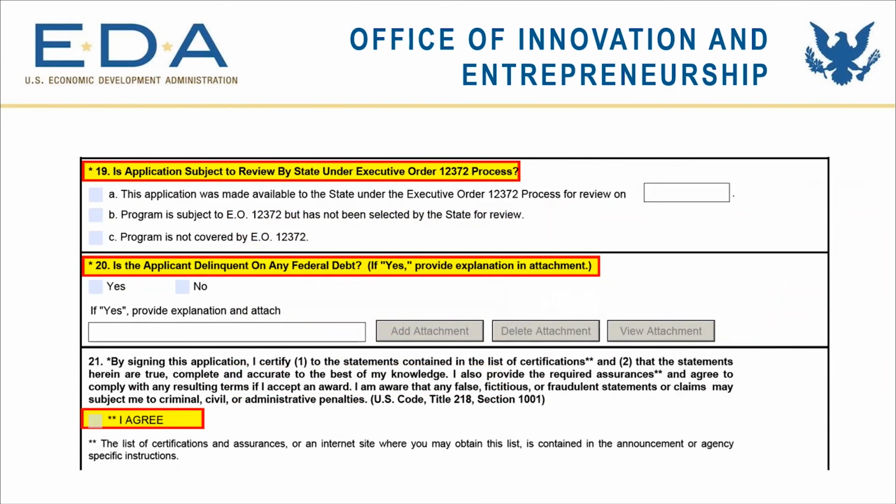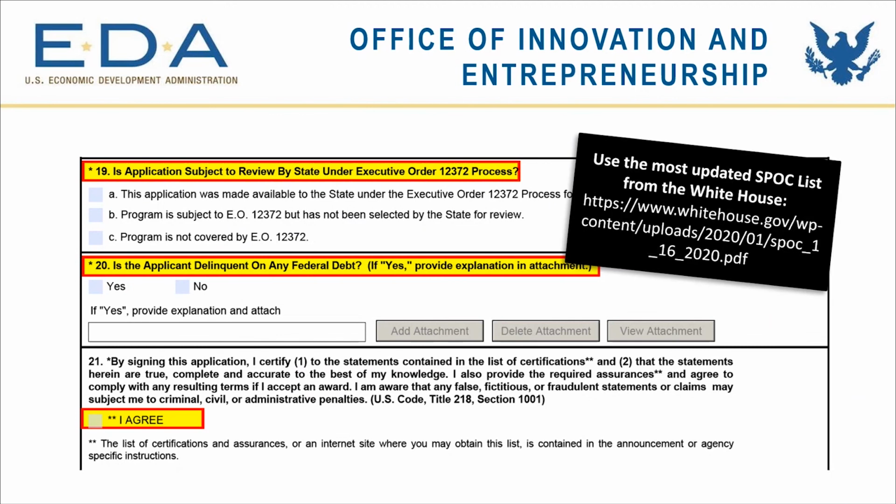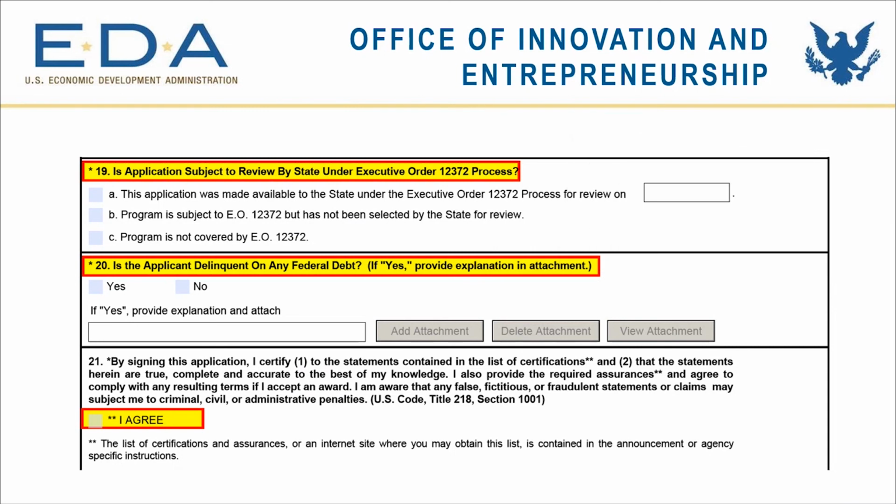Section 19, the Executive Order 12372 highlights the intergovernmental review of federal programs. The White House puts out the state point of contact, aka SPOC list each year, which names the states who are part of this process. Please check if your state is on the list and select the appropriate checkbox. For Section 20, if your organization is delinquent on debt such as taxes, you will need to note that here and give reasoning. For Section 21, please read this section carefully and certify the accuracy of this form.